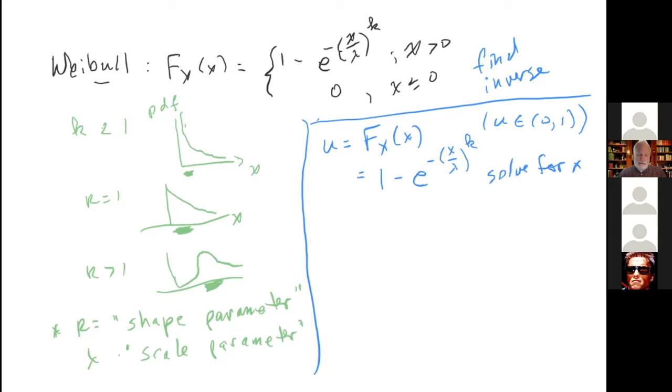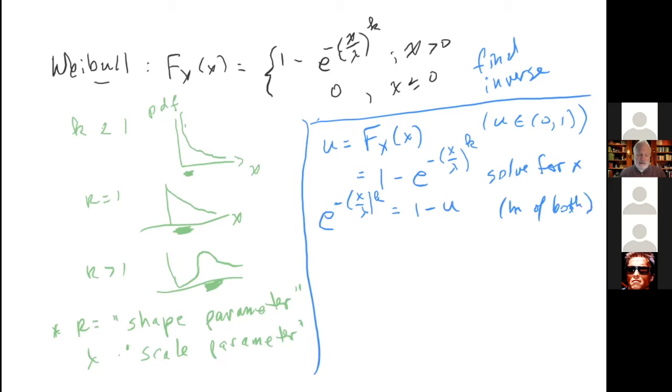Okay, so let's see what we can do with this. Well, we want to put the whole e thing on one side. So if we bring the e over and bring the u back to the other side, we get e to the minus x over lambda to the k is equal to 1 minus u. Okay, just algebra.